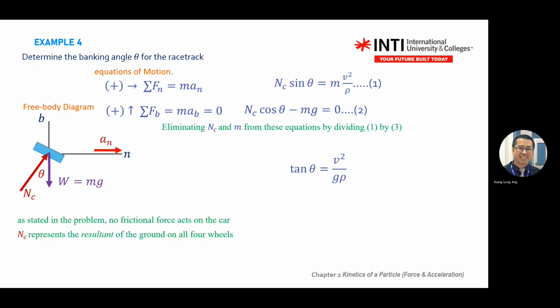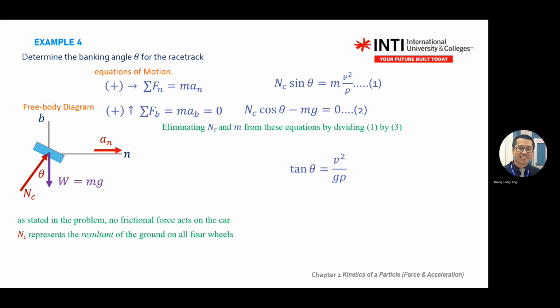Okay. So you can take these two equations. What is the definition of tangent? Tangent theta equals sine theta over cos theta. You learned this in mathematics. So you take equation 1 divided by equation 2, cancel N, sine divided by cos, you get tangent.